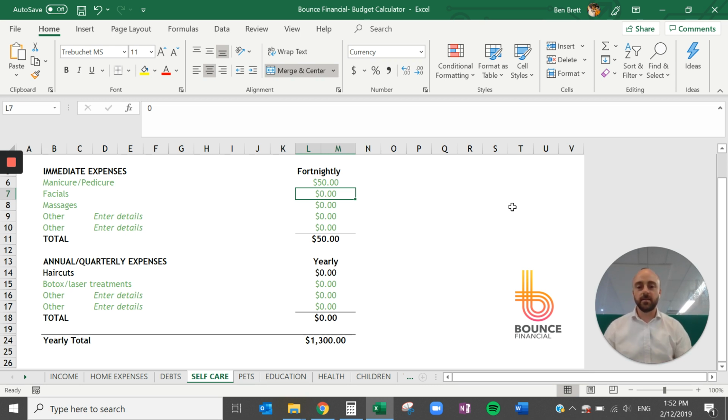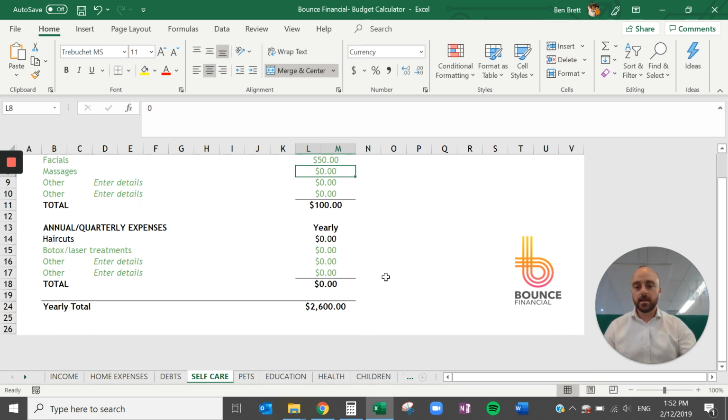manicures and things like that, let's assume 50 fortnightly, let's assume 50 for facials fortnightly. We won't do massages. When it comes to haircuts, you probably generally have an idea of how much you spend on haircuts.